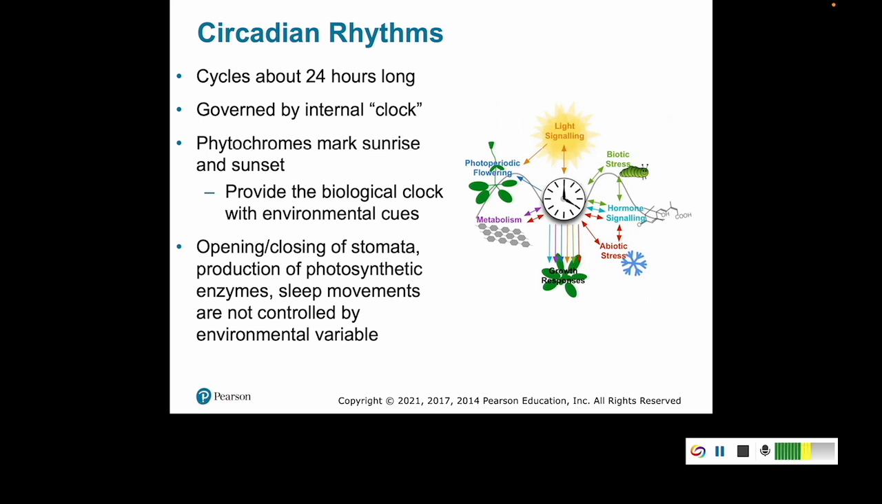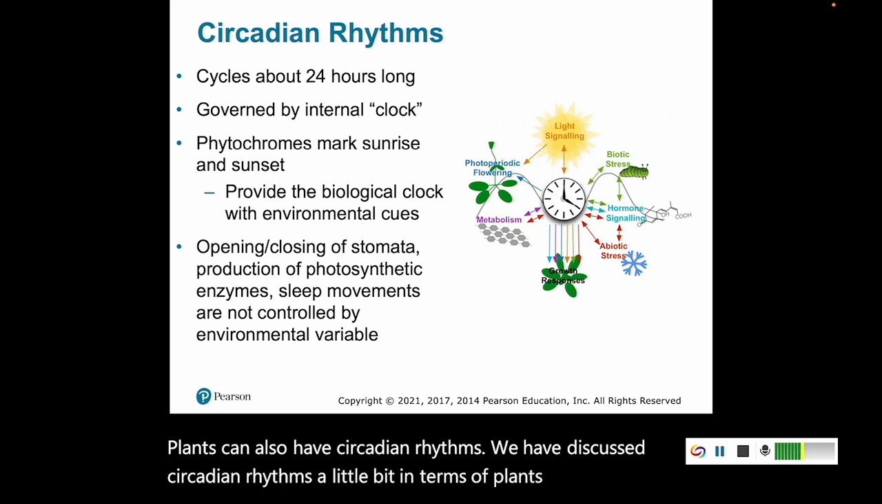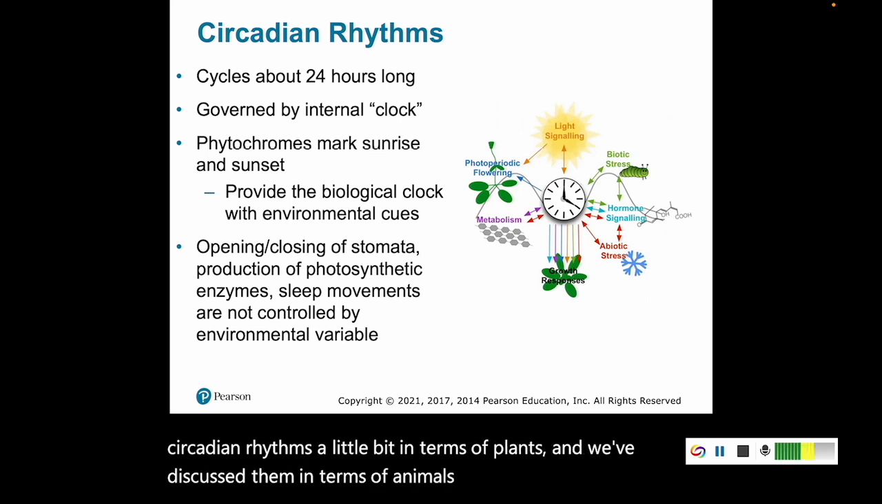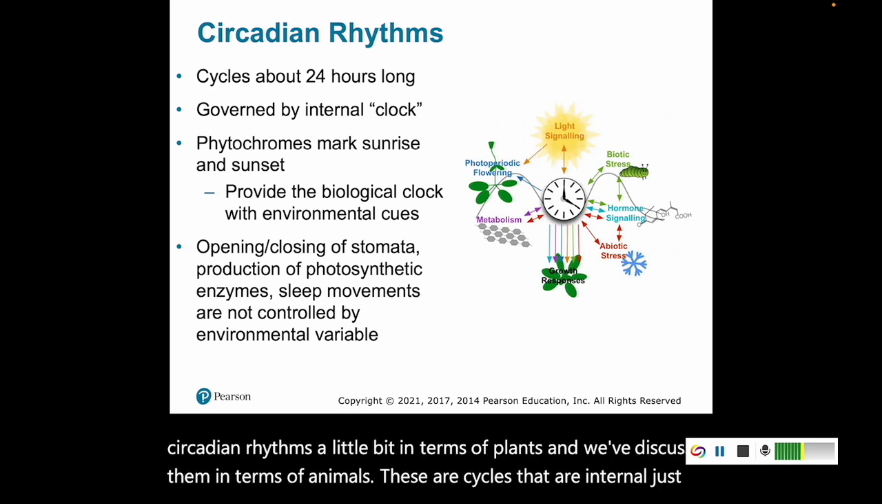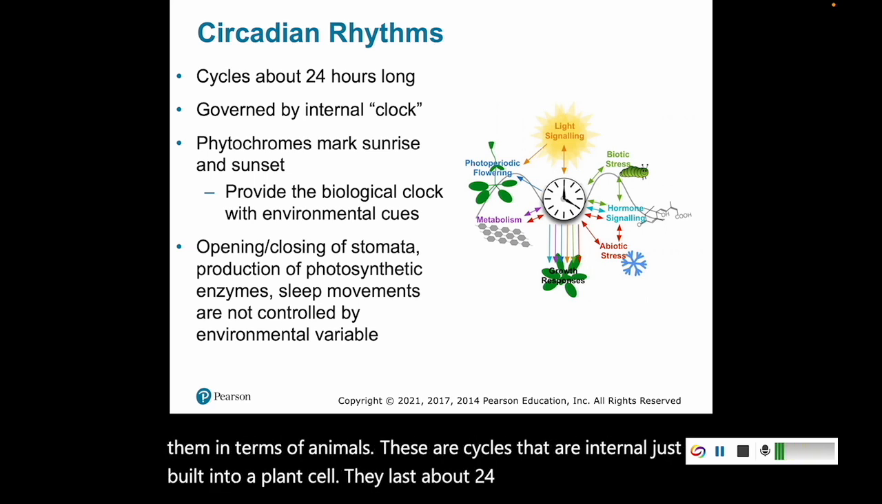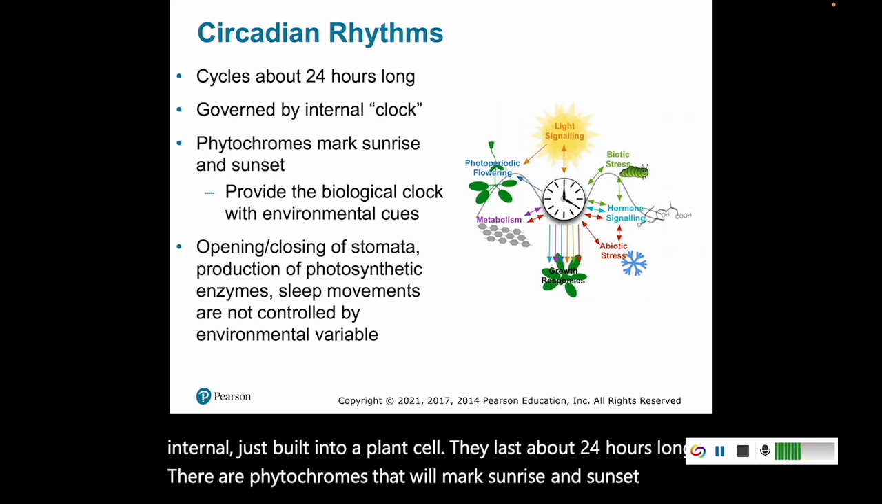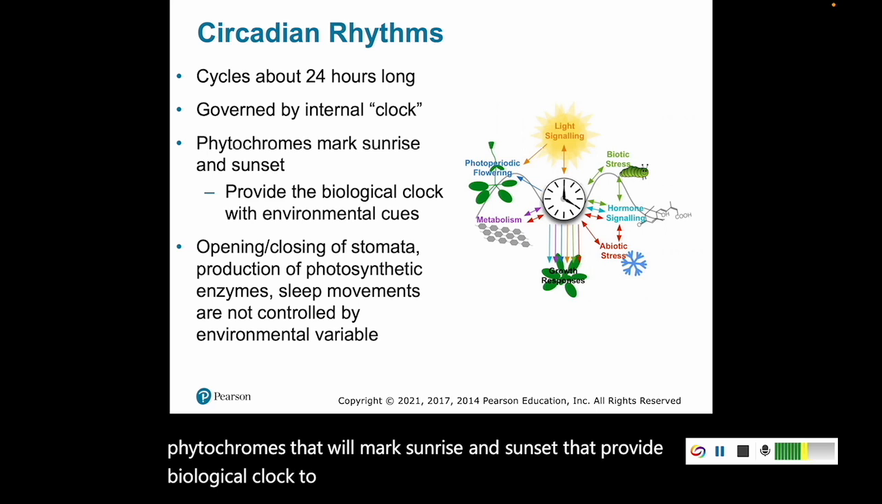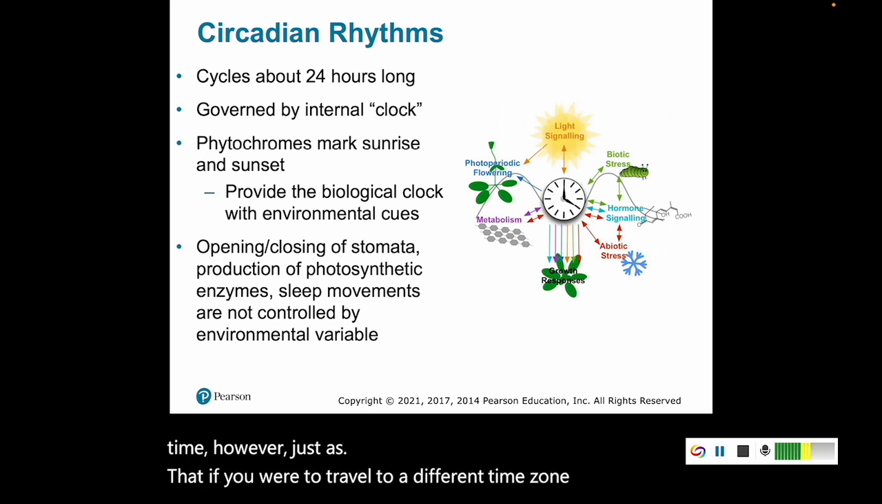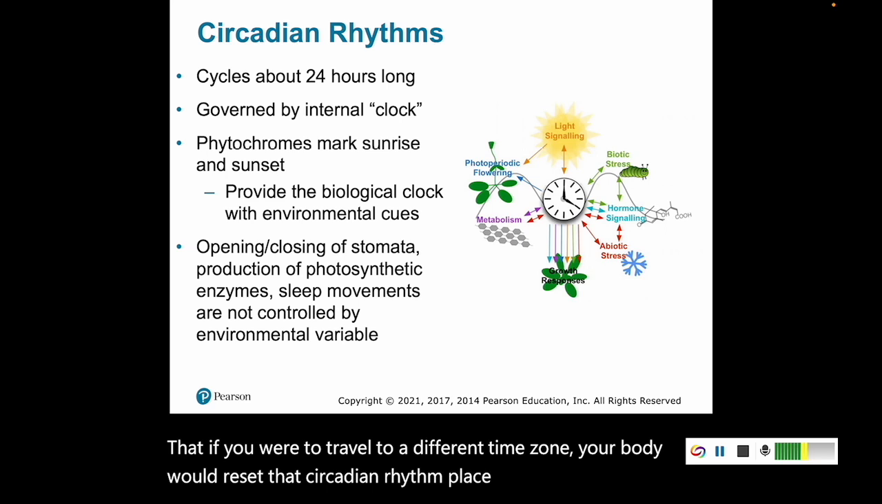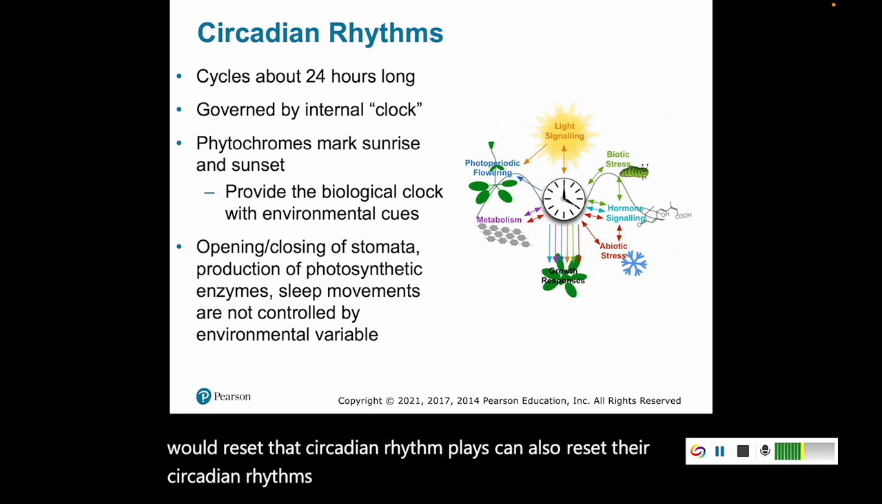Plants can also have circadian rhythms. We have discussed circadian rhythms a little bit in terms of plants, and we've discussed them in terms of animals. These are cycles that are internal, just built into a plant cell. They last about 24 hours long. There are phytochromes that will mark sunrise and sunset that provide a biological clock to help keep that circadian rhythm on time. However, just as you know that if you were to travel to a different time zone, your body would reset that circadian rhythm, plants can also reset their circadian rhythms to follow along with the sunrise and sunset wherever they are.